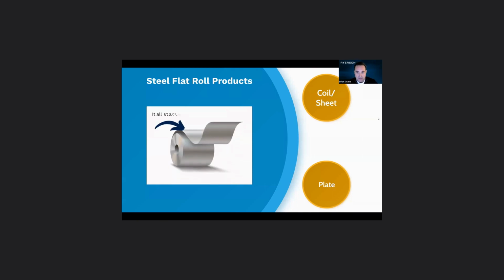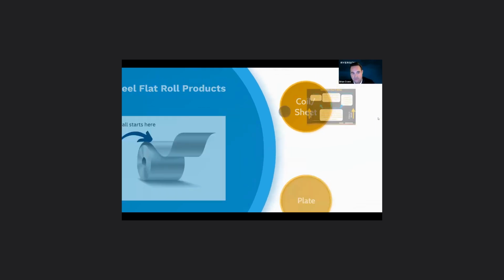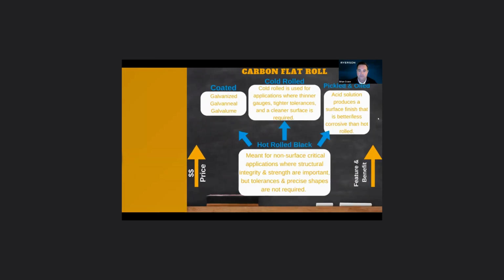Now that the steel is made, let's work it into shape. Let's discuss the two most frequently called out shapes in steel: sheet, commonly known as coil, or flat roll, and plate. And let's start with sheet. Each product or production step adds certain features and benefits, and it all starts with hot roll.